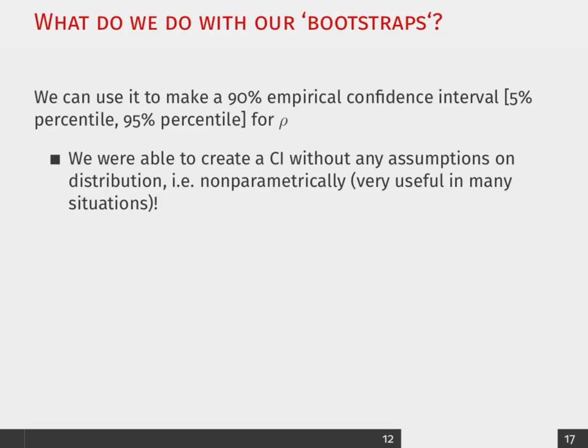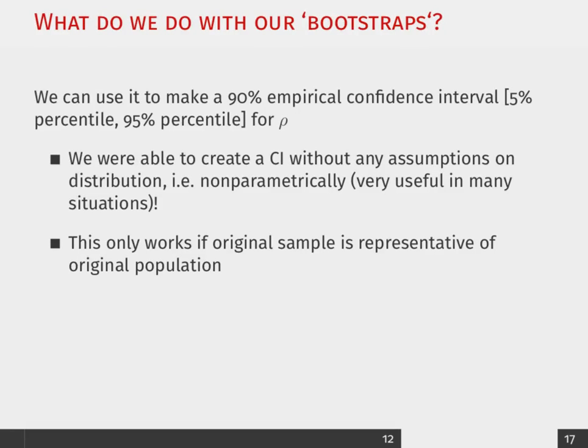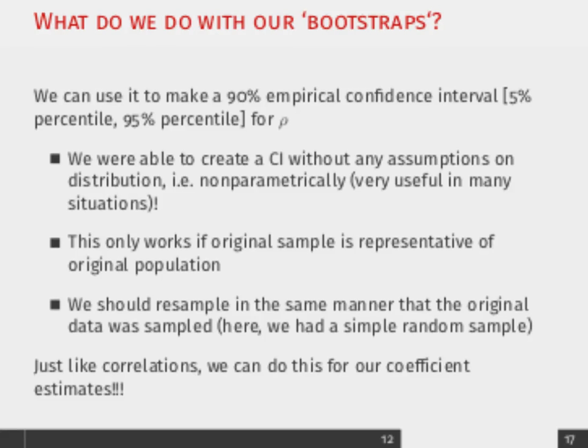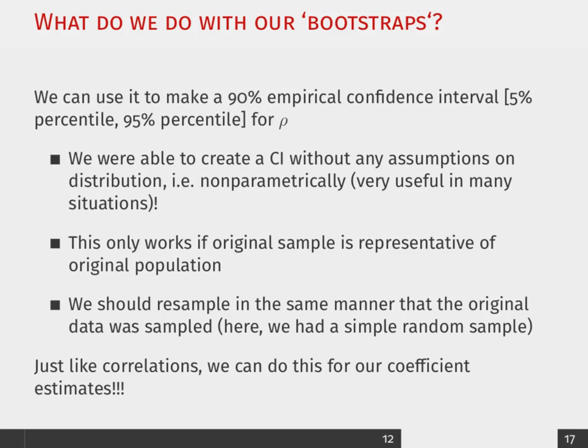And we're going to do the exact same thing that we would have done in a parametric model. Again, importantly, this is only going to work if the original sample is representative of the original population. Importantly, we should resample our sample in the same way that the original data was sampled. So here we're doing simple random sampling, and we're assuming that our data originally was generated from simple random representative sampling. So just like correlations, now we can go ahead and do this for estimated coefficients in regressions, and that's what we're going to be doing in the next module.